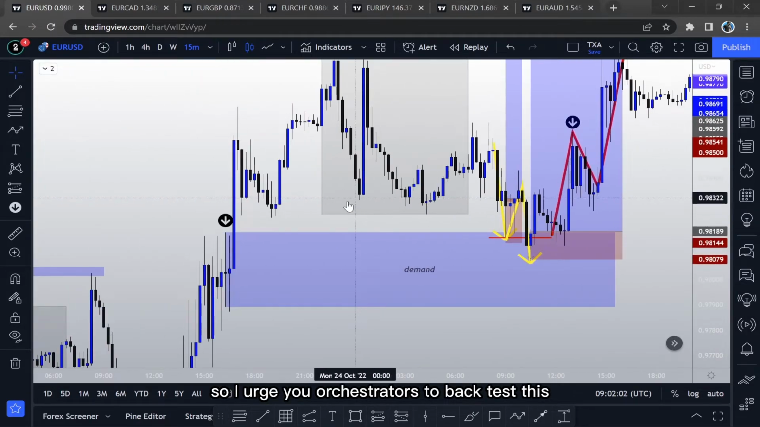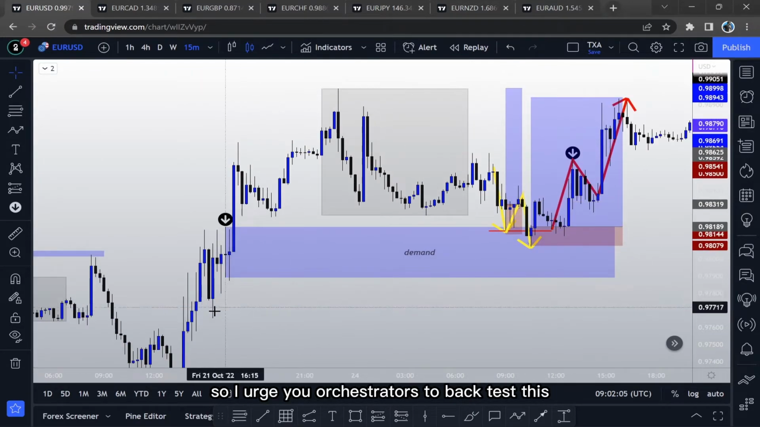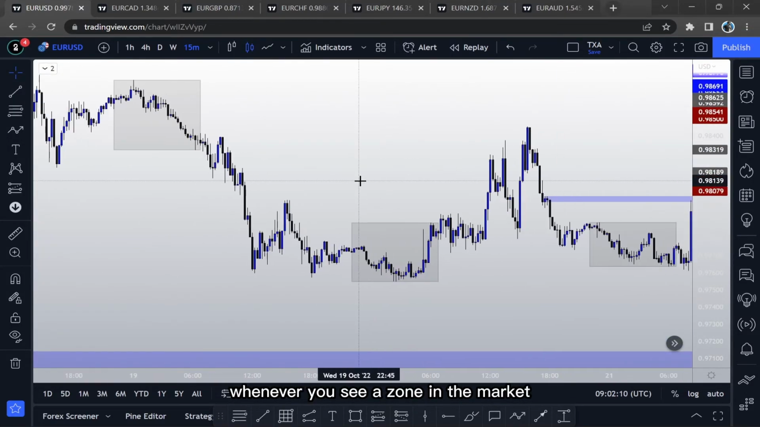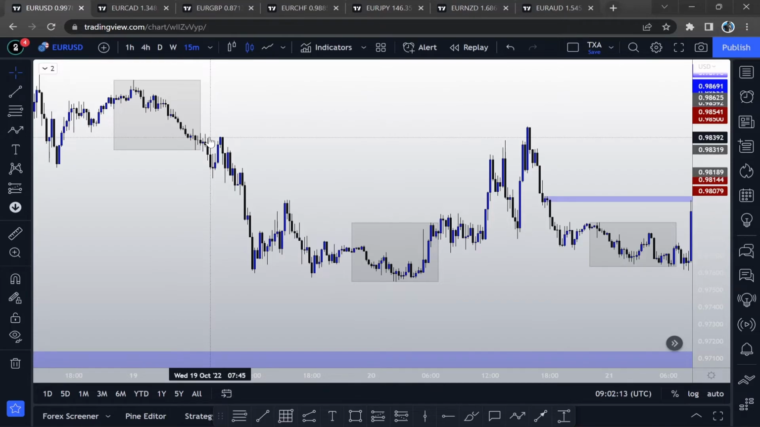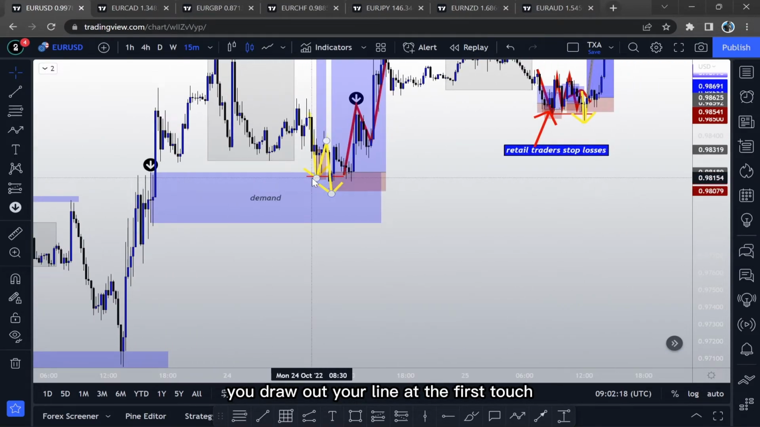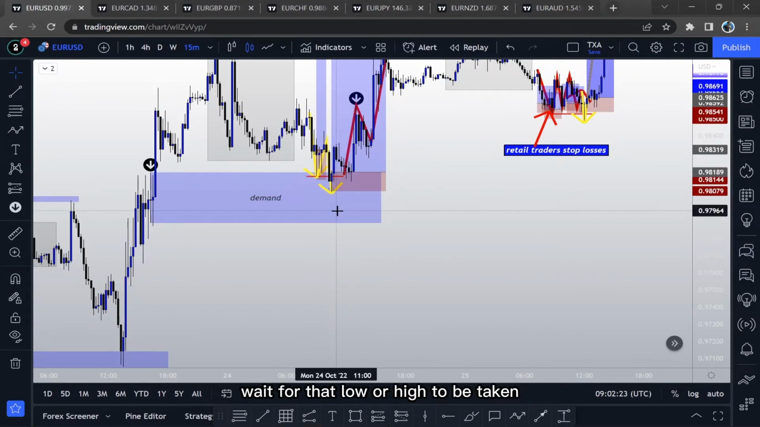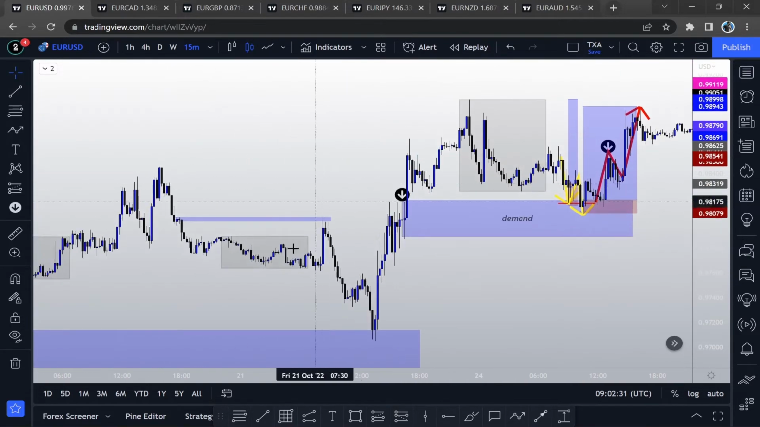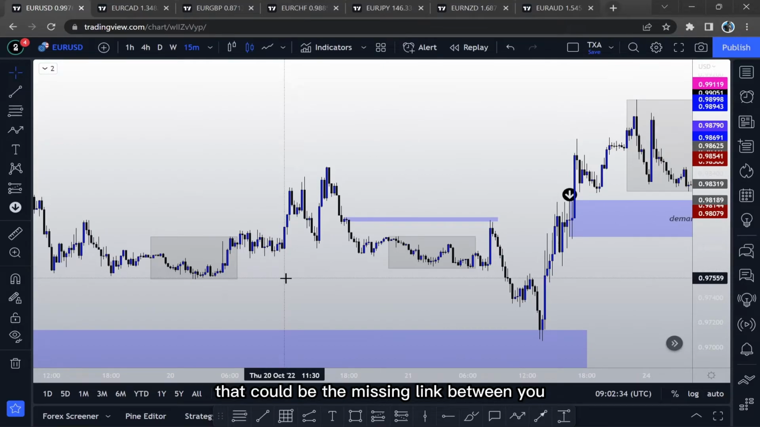So I urge you, forex traders, to backtest this, practice this whenever you see a zone in the market. The first touch, you draw out your line at the first touch, swing high or swing low, wait for that low or high to be taken. Once it's taken, you get first a rejection and then you place your orders. That could be the missing link between you mastering smart money and being stopped out time and time again.